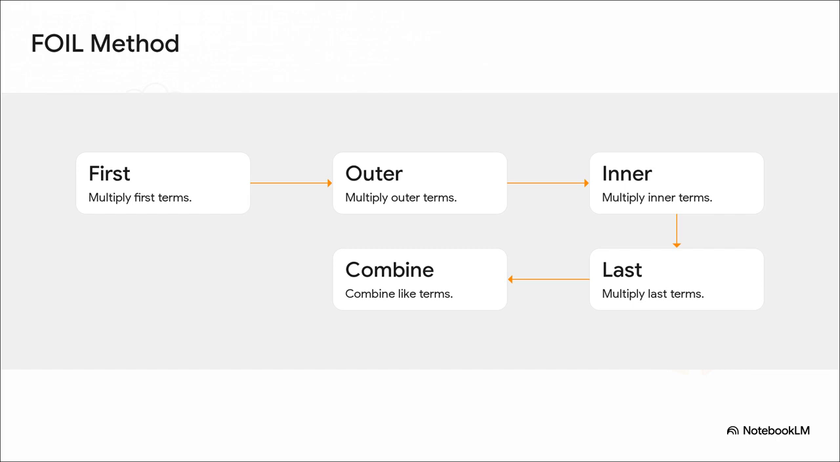And just like with the area model, step 5 is to combine the like terms in the middle. The math is totally identical. It's just a slightly different way to view the same blueprint.